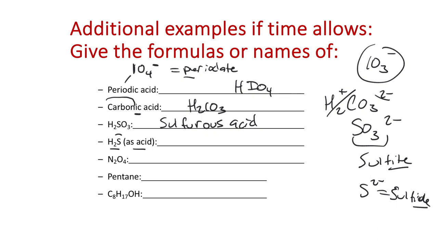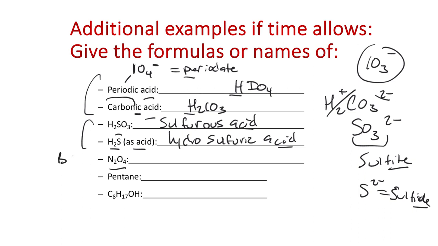IDE-ending ions in acid form go hydro-, so hydrosulfuric acid. N2O4. Now, think categories. Obviously those are acids because you see the name acid in their formula. You usually see H's out in front. These are also acids, the next two. Again, we see the word acid in the nomenclature system.